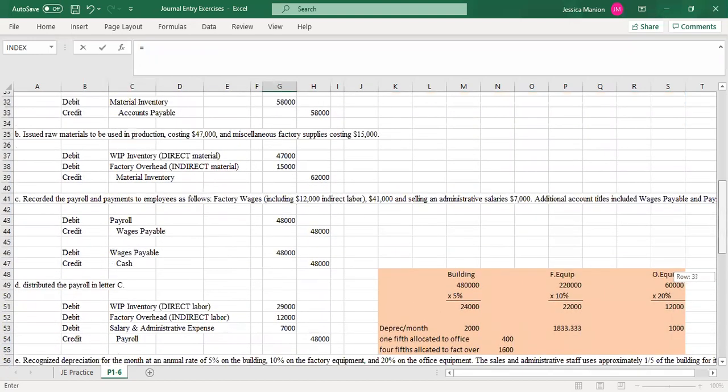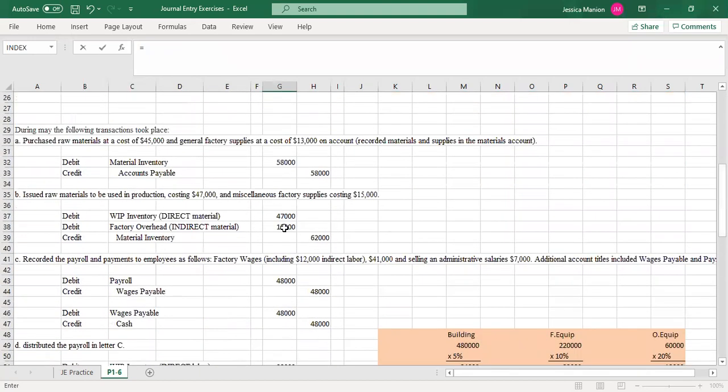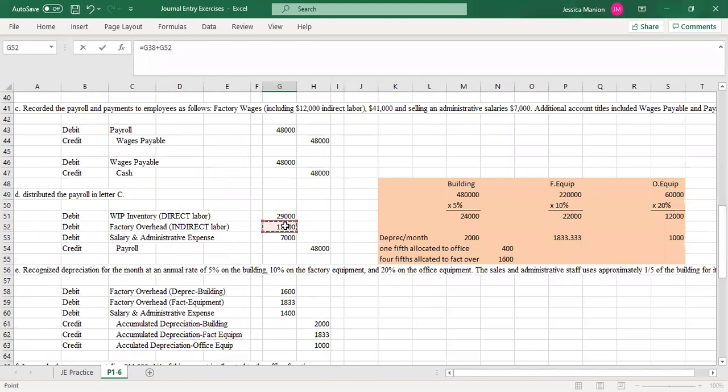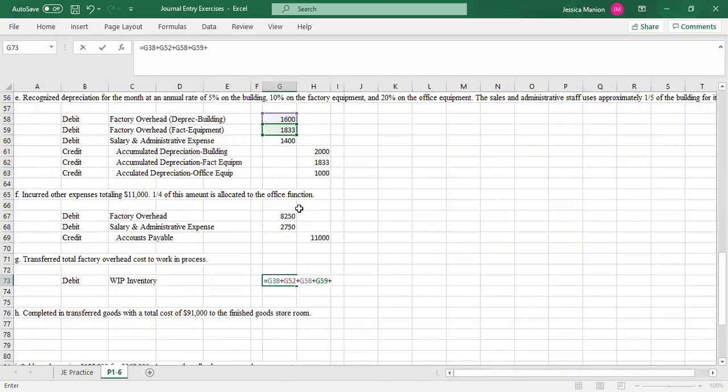So we go back here, we've got 15,000 plus, where else did we have a factory overhead? 12,000 plus, 1,600 plus, 1,833 plus, I think we had one more in there, 8,250. So those are the 5 entries, the 5 debits to factory overhead.